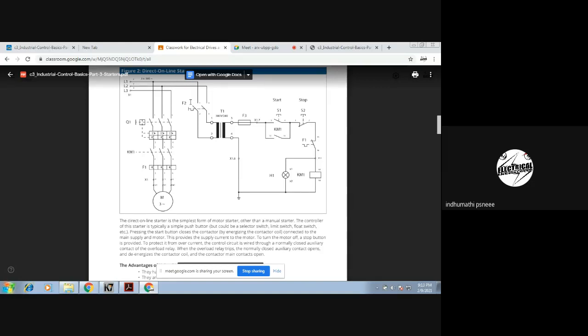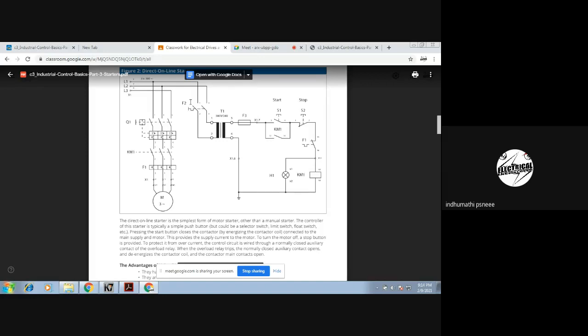Pressing the start button closes the contactor. By closing the contactor, the supply is given to the motor. So the contactor connects the main supply and the motor, and this provides supply current to the motor. To turn the motor off, a stop button is provided. If you want to turn off the motor, we simply push the stop button. To protect it from overcurrent, the control circuit is wired through a normally closed auxiliary contact of the overload relay.